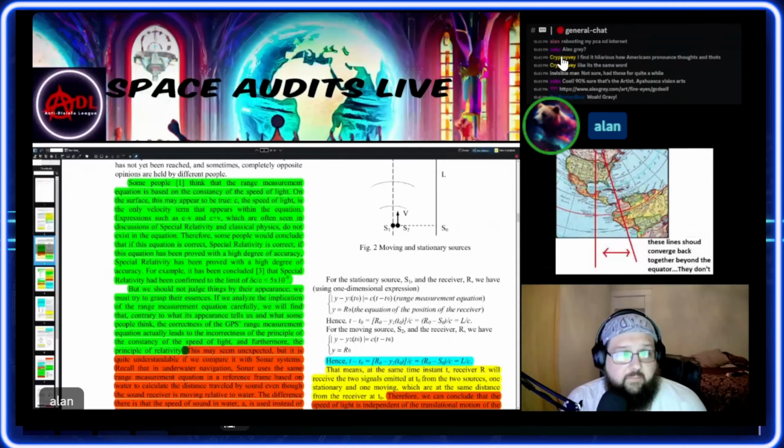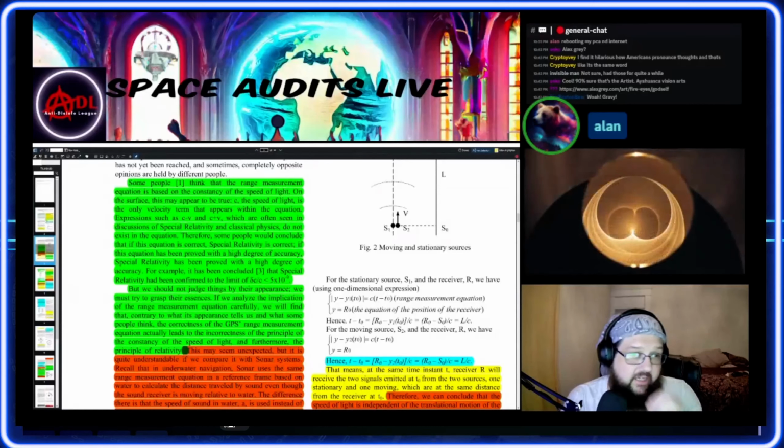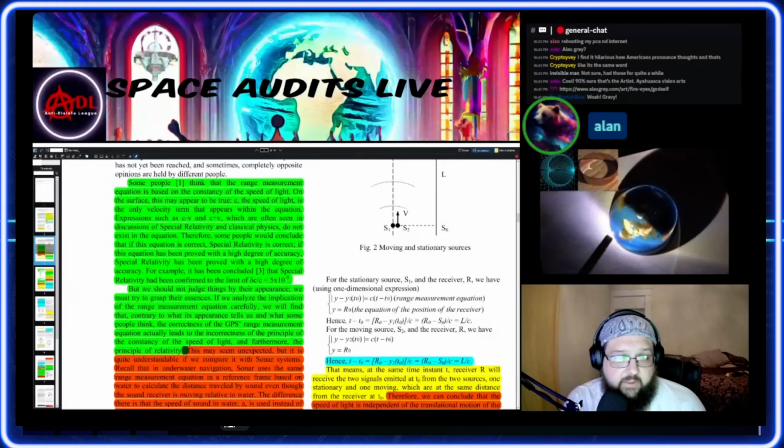Some people think that the range measurement equation is based on the constancy of the speed of light. On the surface, this may appear to be true. C, the speed of light, is the only velocity term that appears within the equation. Expressions such as C minus V and C plus V, which are often seen in discussions of special relativity in classical physics, do not exist in this equation. Therefore, some people would conclude that if this equation is correct, special relativity is correct.